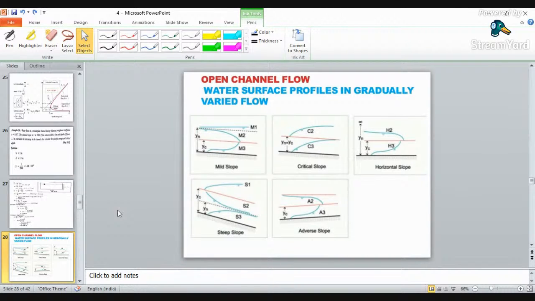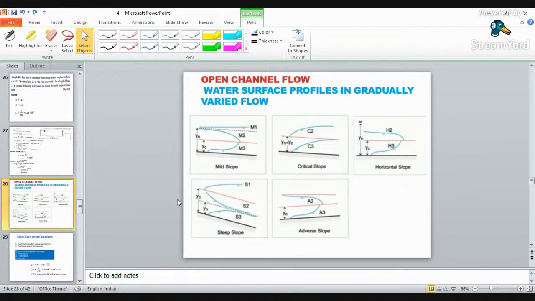And if you are having a critical depth at lower height and normal depth even at a lower depth, which cannot be predicted, or you can say which cannot be shown in the figure, then in that case it will be your adverse slope. Adverse slope means an inclined slope where your water has to move in a forward direction, but it is moving in the backward direction. It is having a negative slope, so that will be considered as the adverse type of slope.